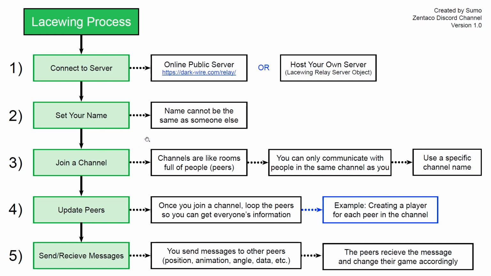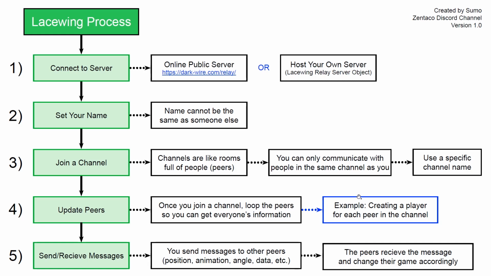So once you join a channel and there's already people in there, you want to update your peer list. Let's say that there's like 3 other people in this channel and you just joined the channel. They know that you joined, but you still need to figure out who else is in that channel. So you start a peer loop to loop through each peer in the channel, and when you loop through each peer, you can gain the information from each one specifically.